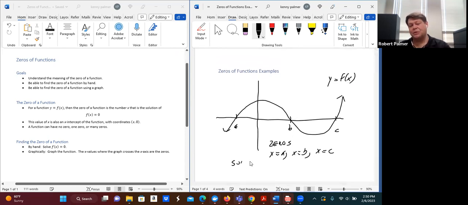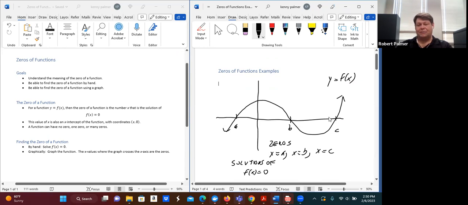And once again, these are the solutions of f of x equals 0. So we take our function, set it equal to 0, and solve it. Those values are the solutions to that. These are also the x-coordinates of your x-intercepts. You might not have any x-intercepts at all, or you can have one x-intercept or three x-intercepts, or potentially as many as you want. Some functions will actually have an infinite number of x-intercepts, or zeros.